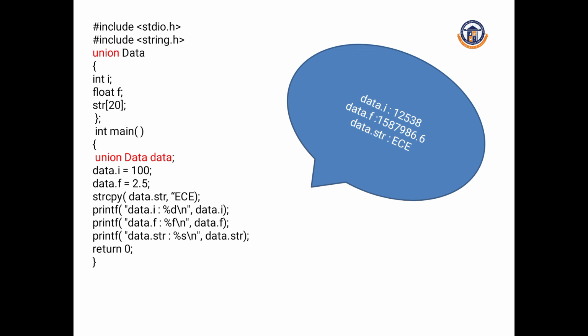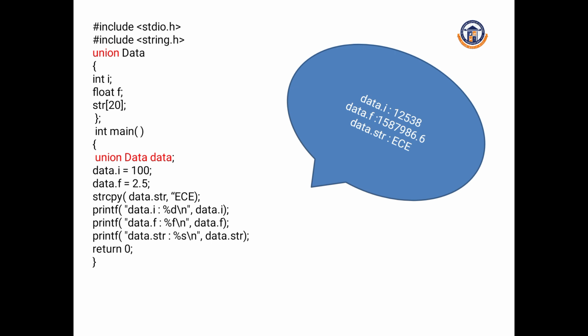So I have defined i as 100, f is equal to 2.5, and at the last, in the same memory location, I have initialized a string "ECE". So in the same memory location I am doing all those things: 100, 2.5 and ECE. The last updated value will be stored in that memory location, so the output has produced data.i equal to some garbage value and data.f equal to some garbage value. The last one, the updated one, ECE, was stored here.